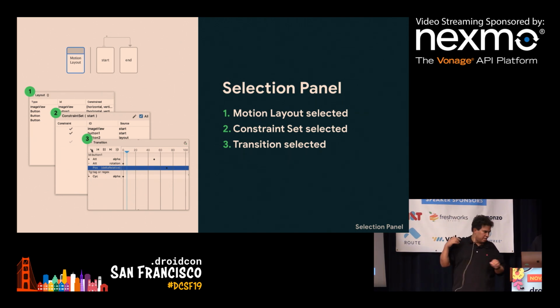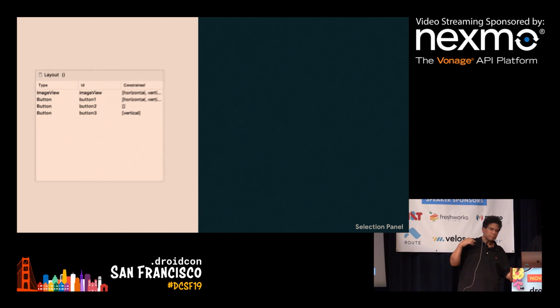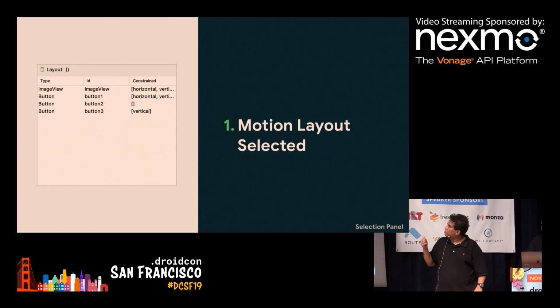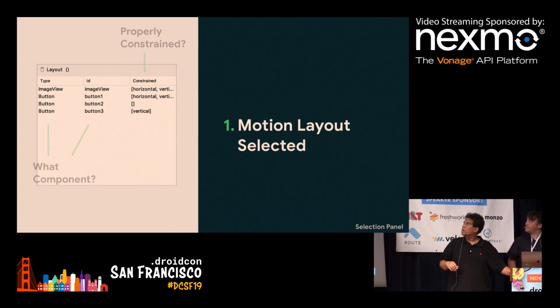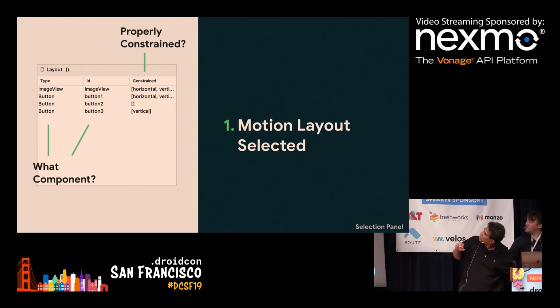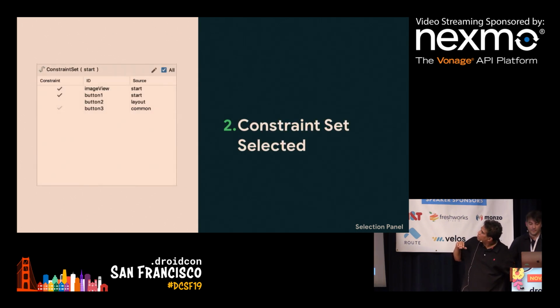When it's in each form, when you've selected a motion layout, it just shows you what's the type of the object. It shows you the basic attributes of the object, whether it's constrained or not. That's kind of useful because you need to make sure objects are constrained in constraint layout and in motion layout. We could skip that.